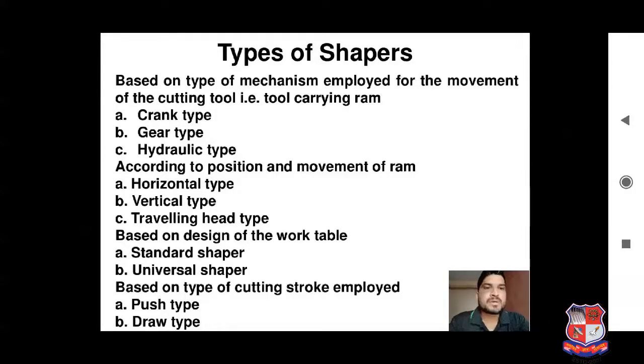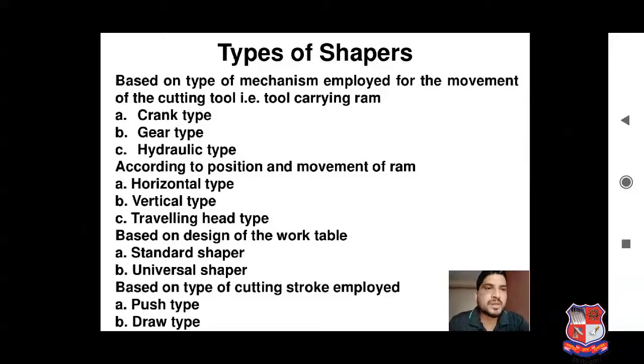Last one, based on type of cutting stroke employed. There are two types of machine tool based on this parameter: push type and draw type, or push type and pull type. First one is push type, and it is a very basic type. As we all know, push type means the cutting is carried out during the forward stroke only. The return stroke remains idle. So it is called forward type or push type of shaper machine.